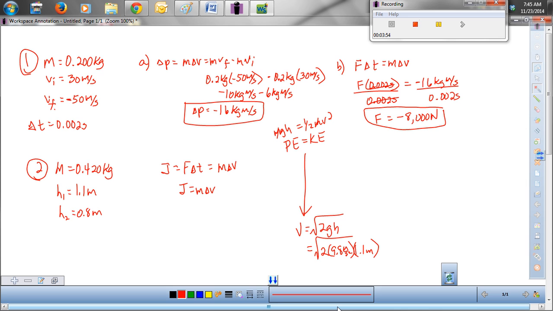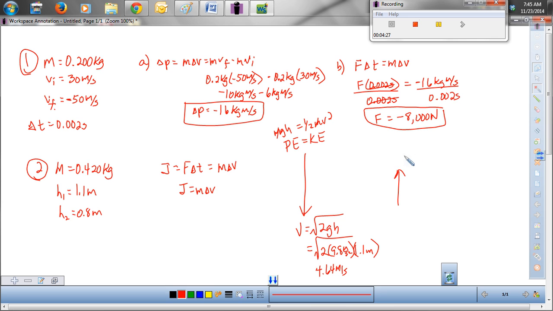So now I need to take 19.6 because that's 2 times 9.8. Multiply it by 1.1, and take the square root of that number. And I get 4.64 for that speed. So that's the speed it hits the floor with.